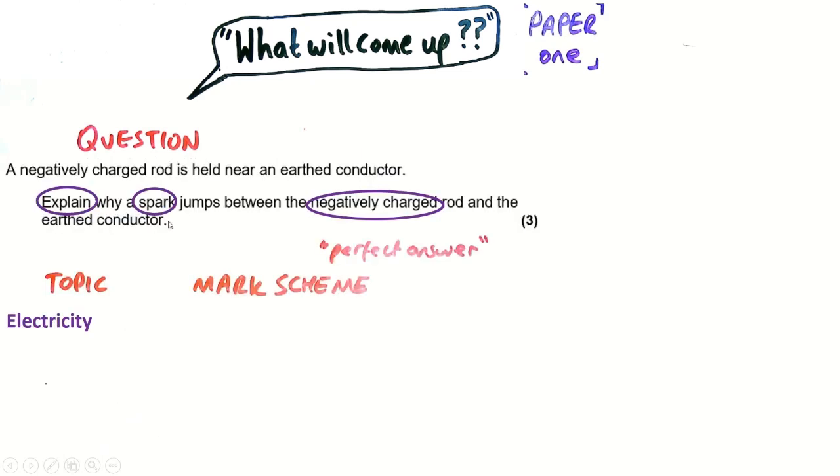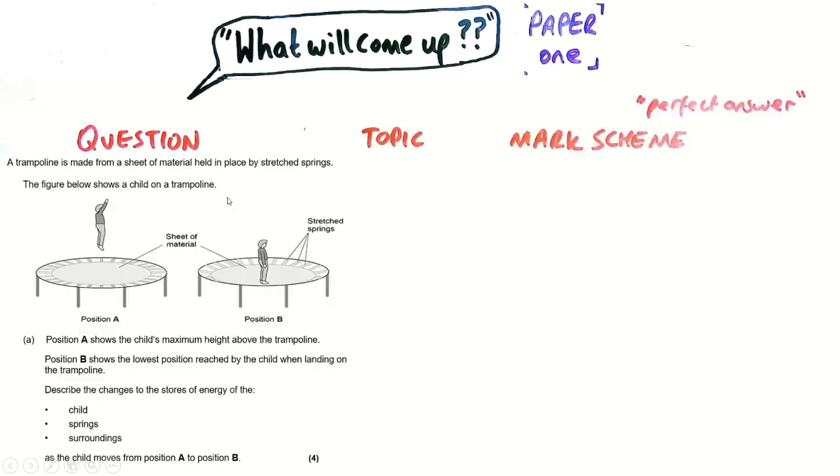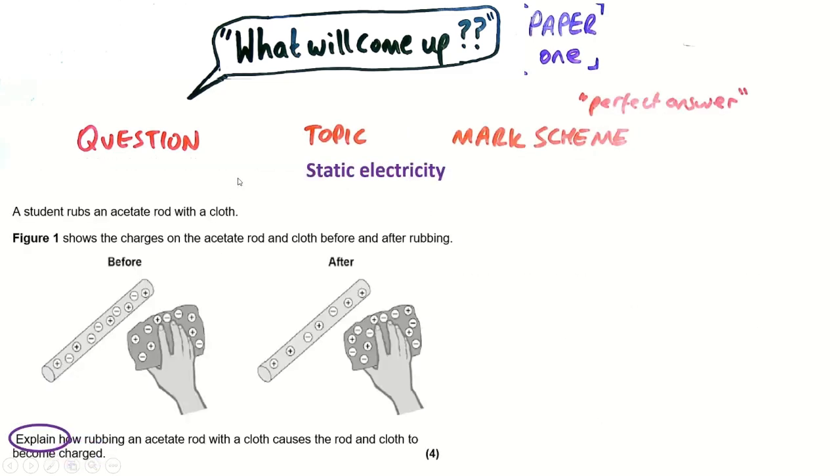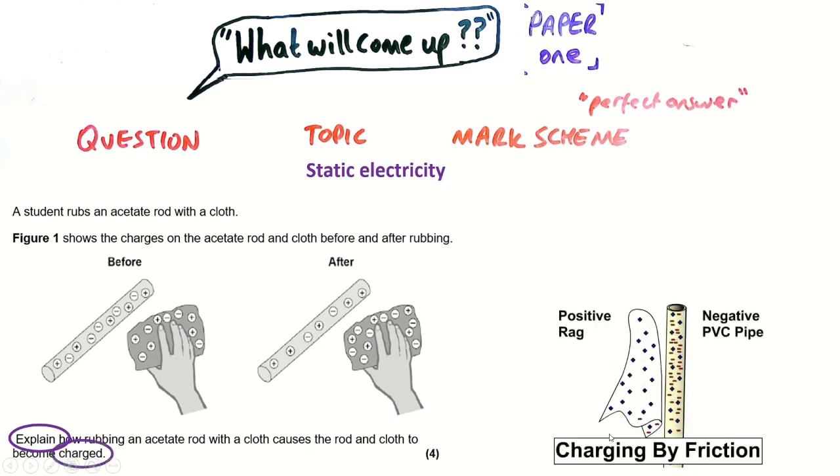So this question says, explain how rubbing an acetate, a type of plastic, rod with a cloth causes both of them to become charged. 4 marks. If you have a look at the GIF here, when you rub the rod on the cloth, it picks up these little red electrons in this diagram, causing the rod to have a negative charge and the cloth to have a positive charge, because there's not many electrons left.